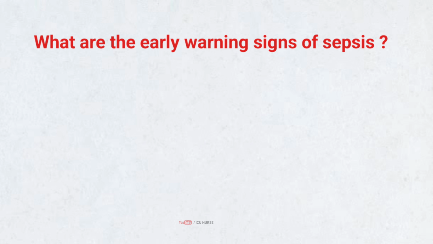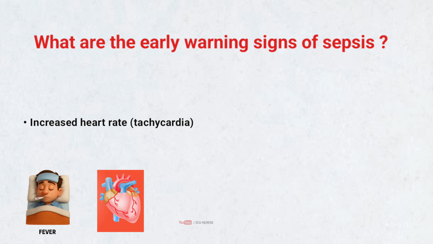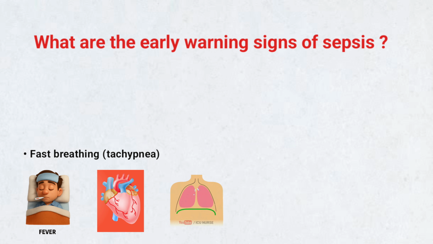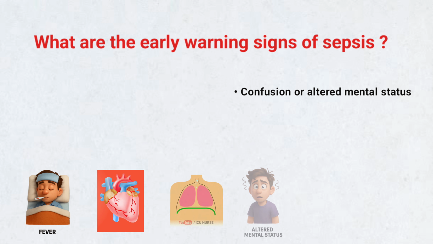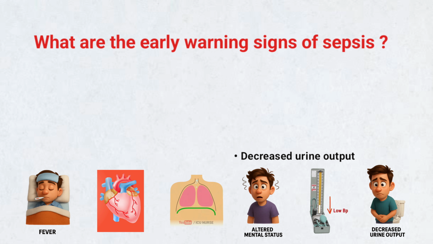What are the early warning signs of sepsis? Fever or low body temperature, increased heart rate (tachycardia), fast breathing (tachypnea), confused or altered mental status, low blood pressure, decreased urine output.